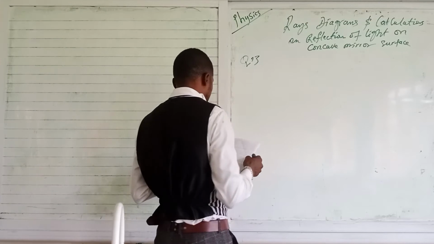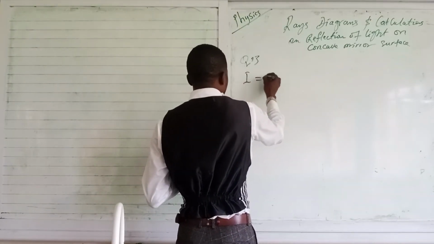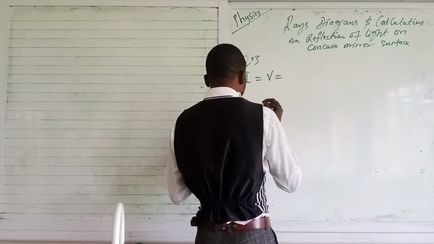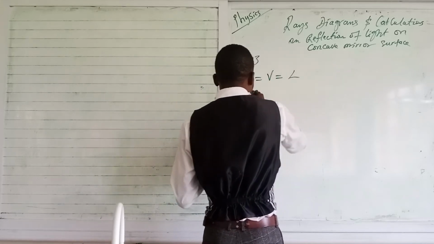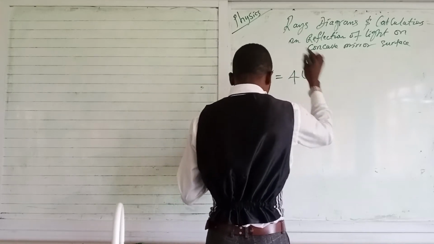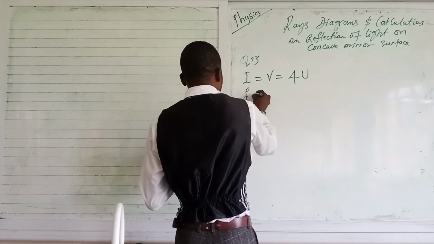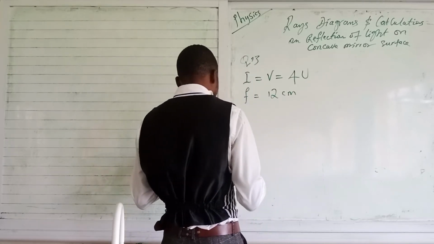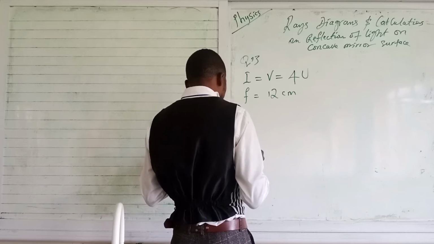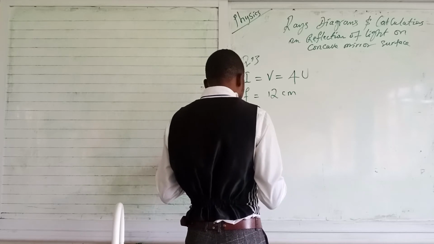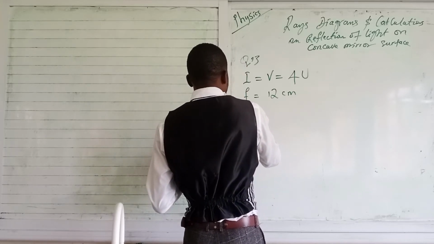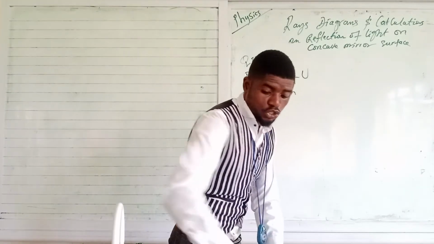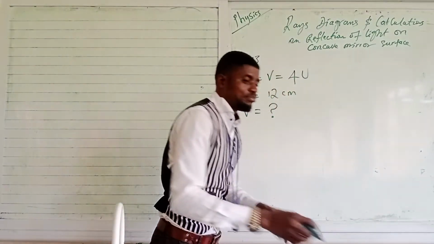So let's collect our data. They say a magnified erect image is 4 times the size of the object, meaning we have v equals 4u, 4 times u. And then we have our focal length f giving us 12 cm. And then they ask us to find the distance between the image formed and the pole of the mirror. They ask us to find v. v is not given. This is a word problem leading to a mathematical equation.